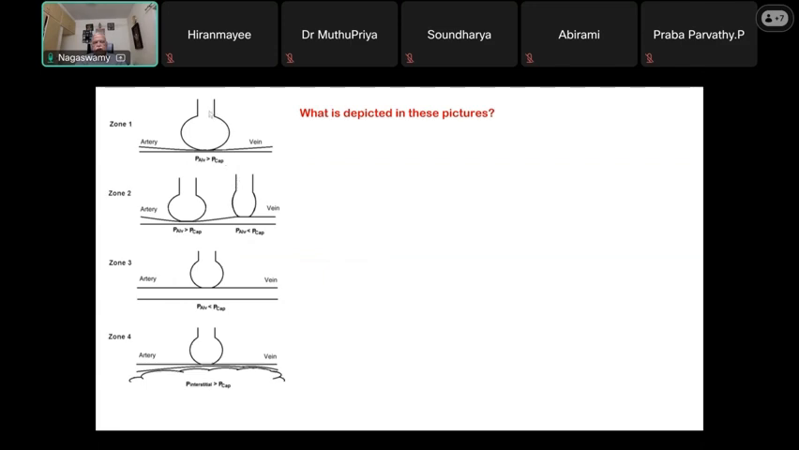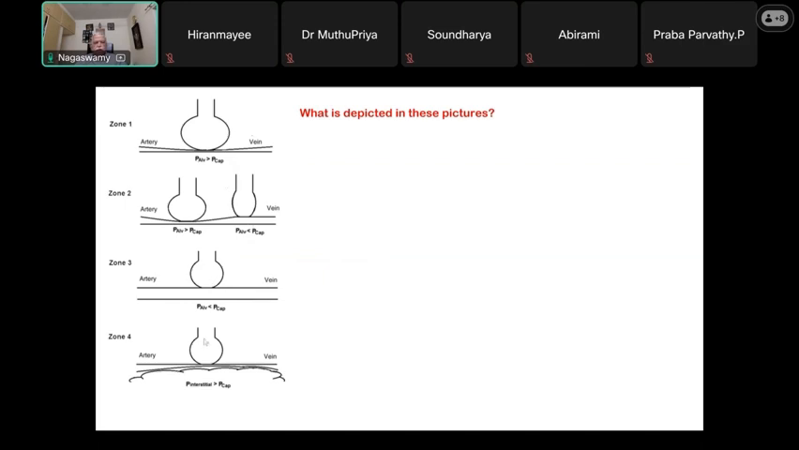In the upper zone, the alveolar pressure is higher than both the arterial pressure and the venous pressure. In zone 2, the arterial pressure will be more than the alveolar pressure, but the venous pressure is lesser than the alveolar pressure. And in zone 3, the arterial pressure will be more than the venous pressure, and the alveolar pressure will be the lowest.